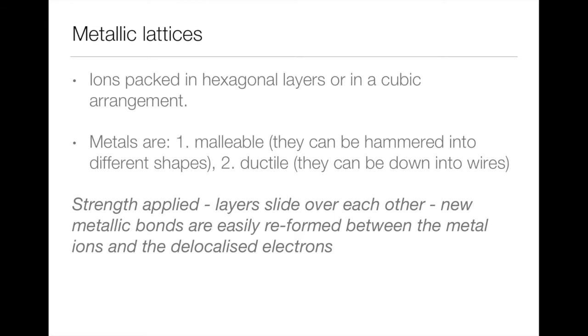This explains why metals are malleable, that means they can be hammered into different shapes, and ductile, they can be drawn into wires. The high tensile strength and hardness of most metals is also due to the strong attractive forces between the metal ions and the delocalized electrons.